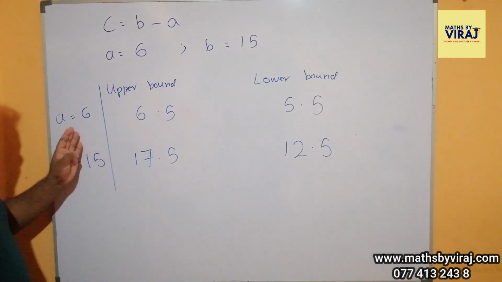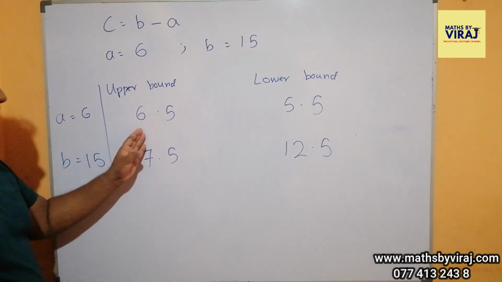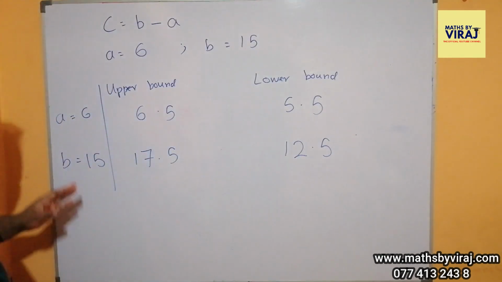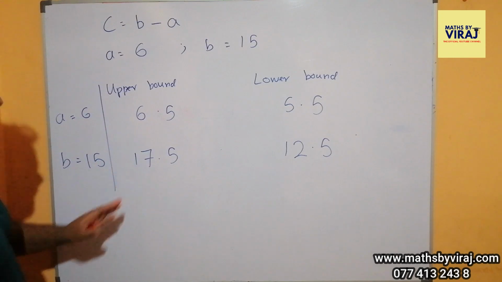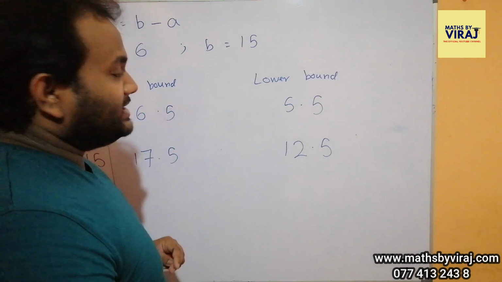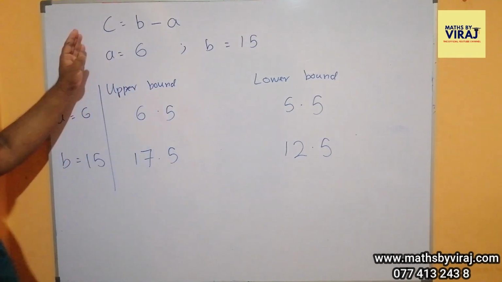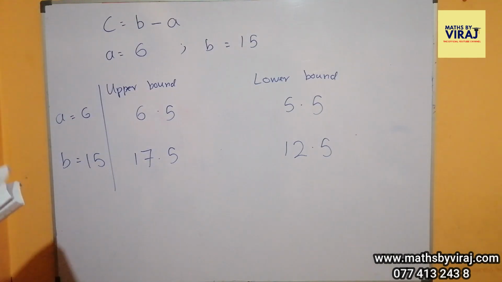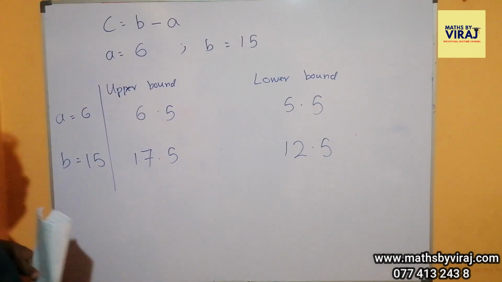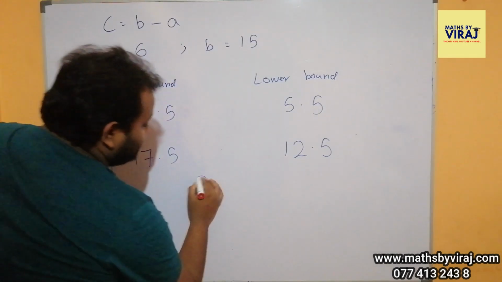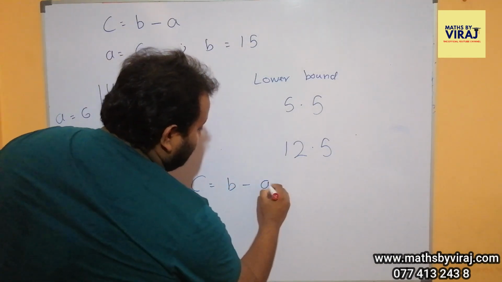As you can see on the board, for A and B we have found the upper bound and the lower bound. For A, the upper bound is 6.5 and the lower bound is 5.5. For B, the upper bound is 17.5 and the lower bound is 12.5. Now the question being asked is, calculate the upper bound for C. The sum is C equals B minus A.